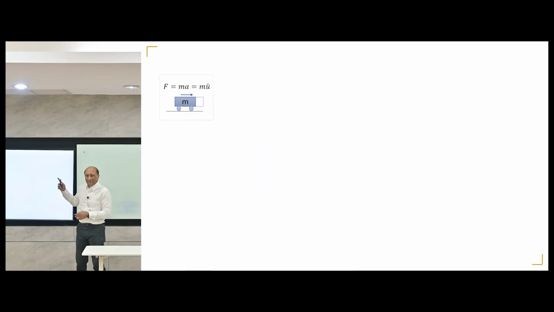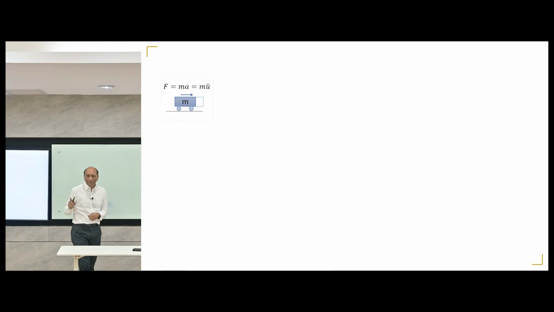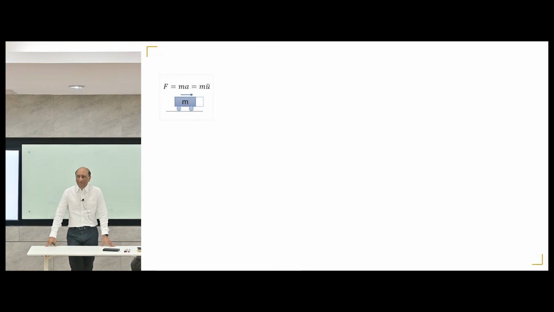Did you really understand what it means when you read this one at that time? What does this equation mean, F equals m times acceleration, or m u double dot? Can someone explain to me, because you have done Professor Penning's course and everything, how do you really understand this equation? Who will explain to me? What does this equation stand for?